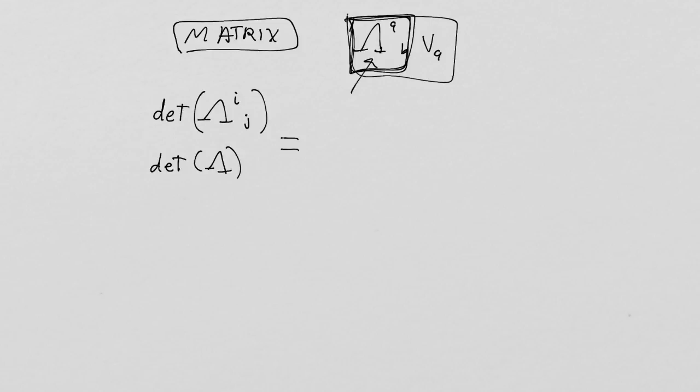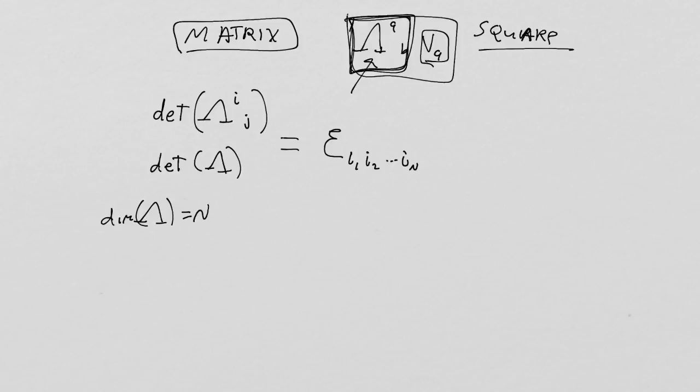Either way, the determinant of this linear transformation, represented as a matrix, is going to be this epsilon of I1, I2 to In, right? So we're going to assume that the dimension of this matrix is n. And therefore, because it's a linear transformation from one basis to another, you know that it's going to be a square matrix.